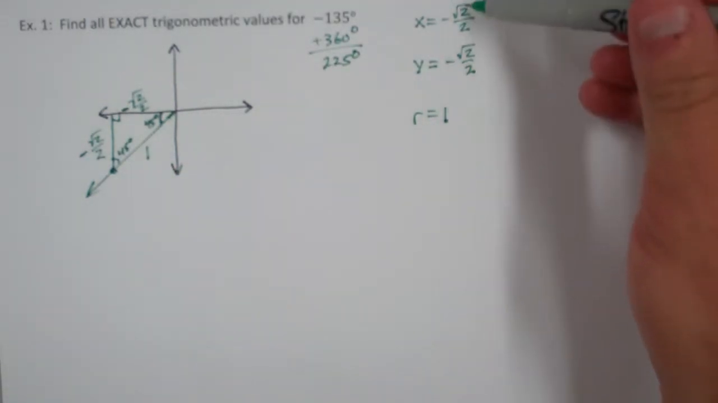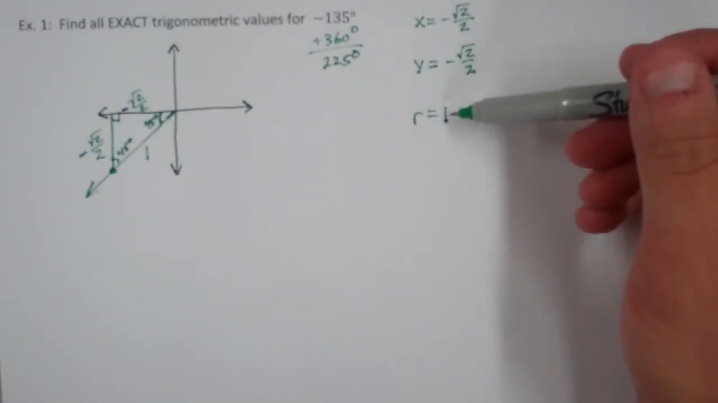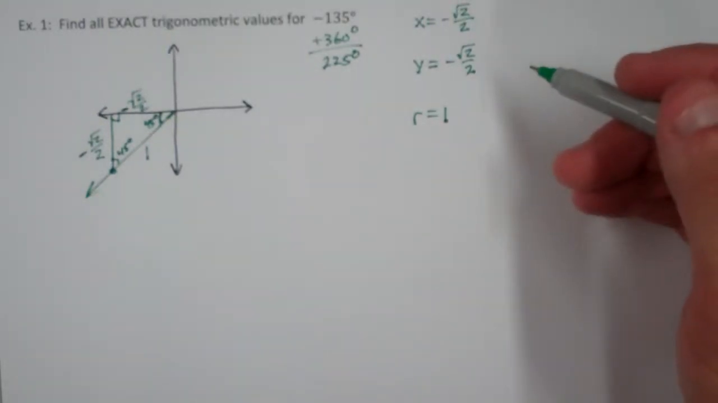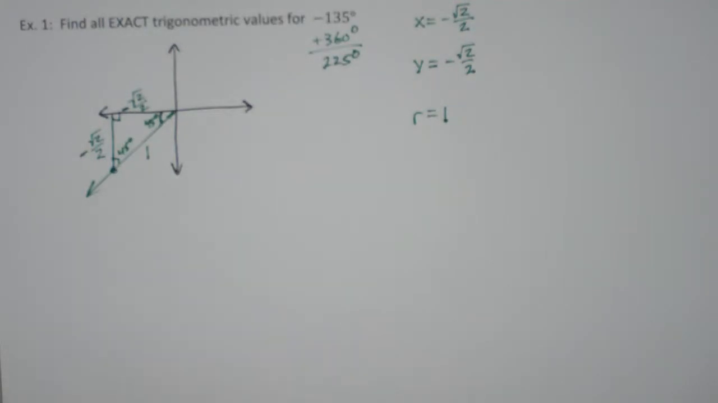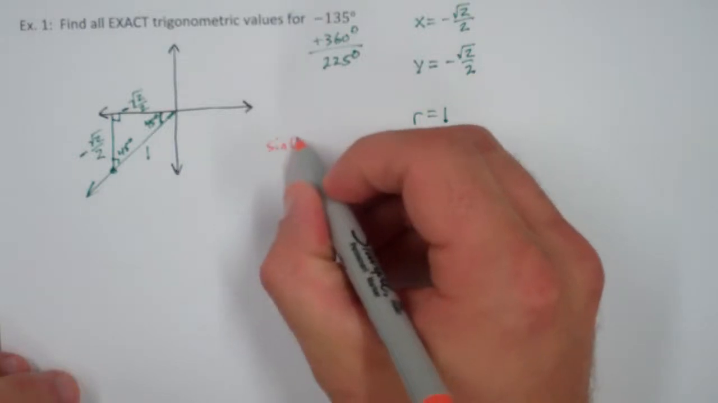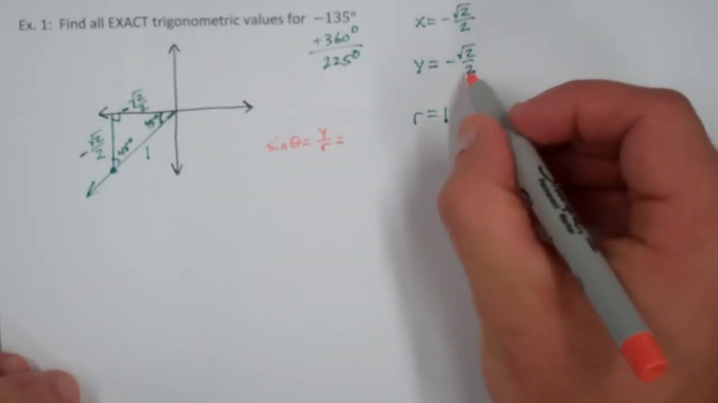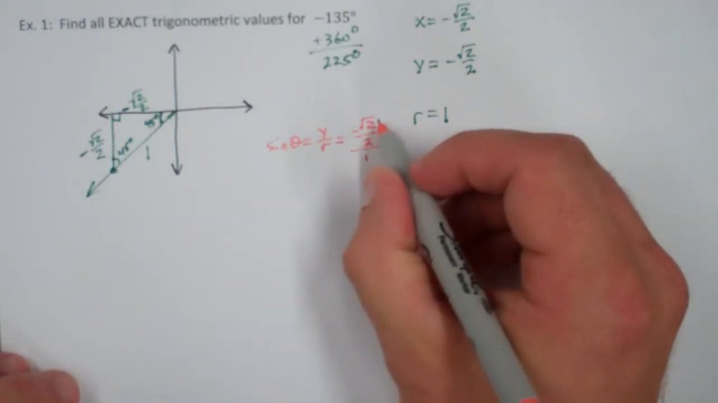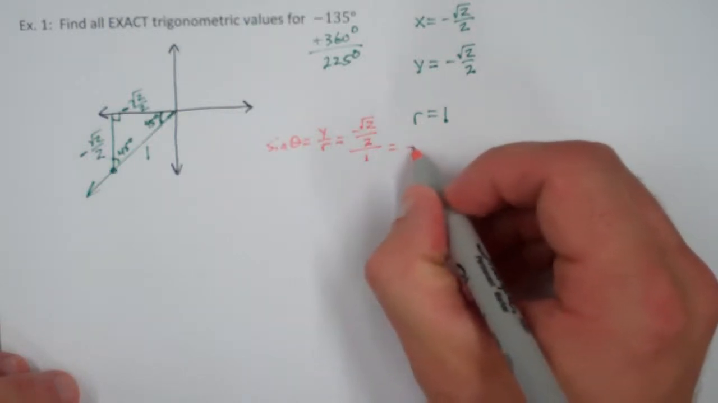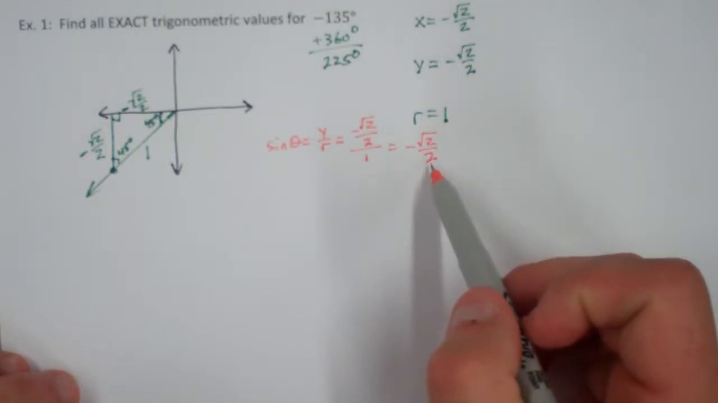Here, this would look like it does straight on your unit circle. The radius is 1 whenever you're on the unit circle. We now have x, y, and r, so we can set up our trigonometric values. We know that sine is y over r. So y is negative root 2 over 2, and r is 1. Any value divided by 1 is just that same value, so the sine of theta is going to be negative root 2 over 2.